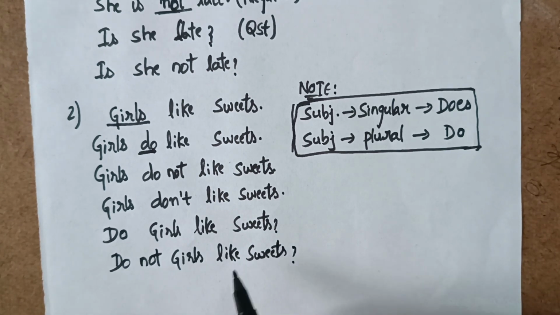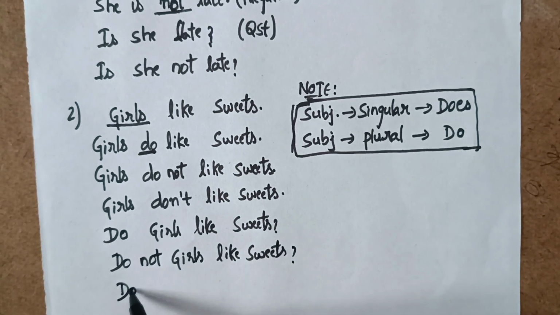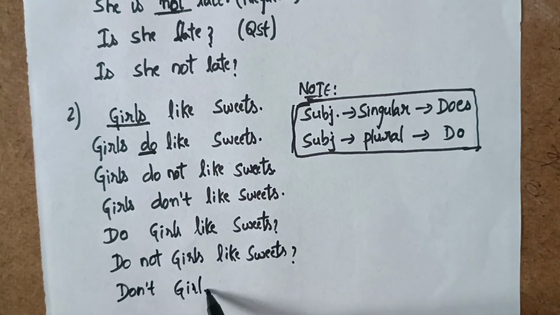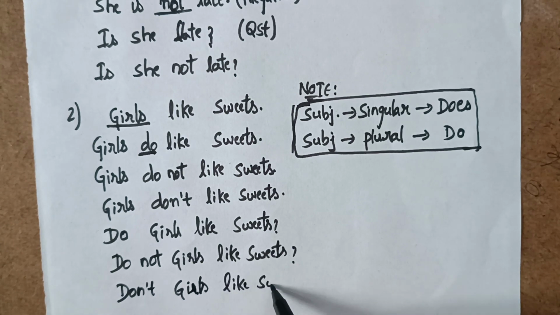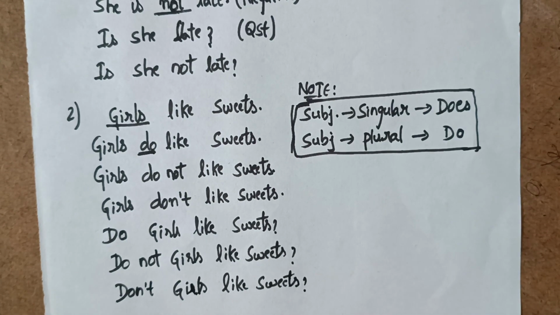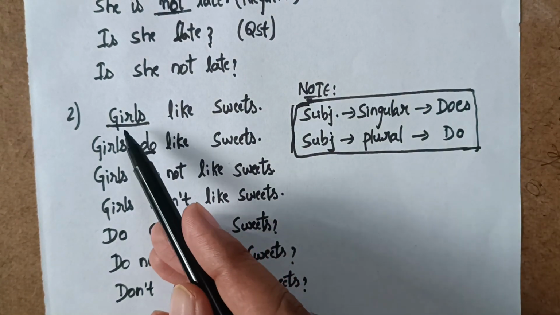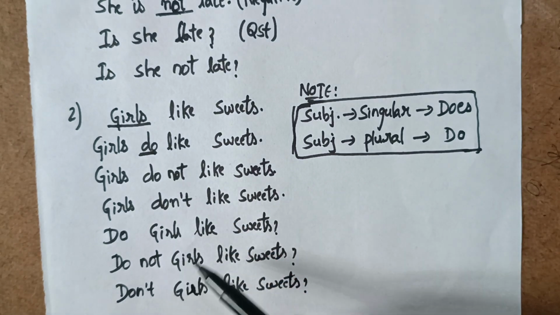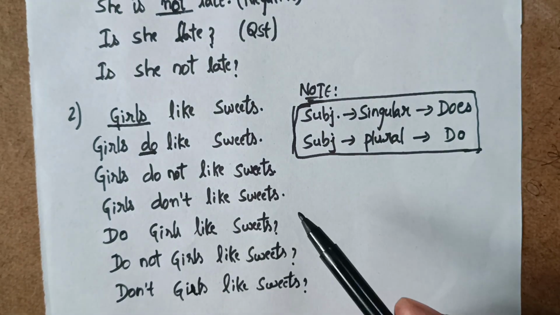If I want to convert into short form: don't girls like sweets? So from one statement, how many statements are we constructing? 1, 2, 3, 4, 5, 6. Six extra statements we are converting.